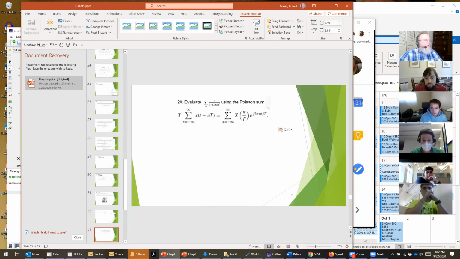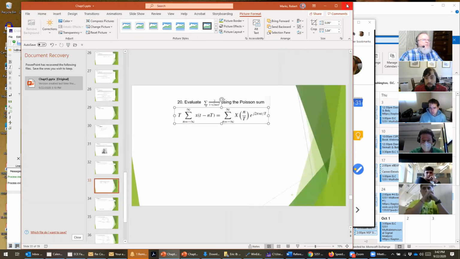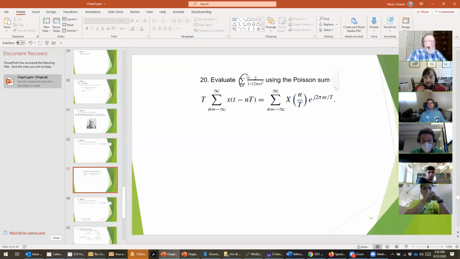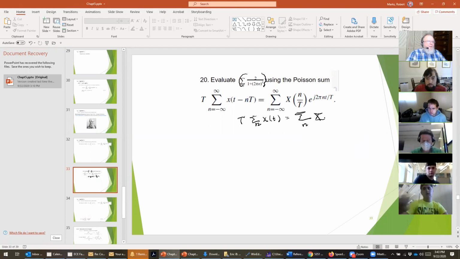Okay, so there we have the question and the Poisson Sum Formula. Okay, so here's what we have. So this looks to be like this with t equal to 0. In other words, t times the summation over n of x of t is equal to the summation over n of x of n over t.